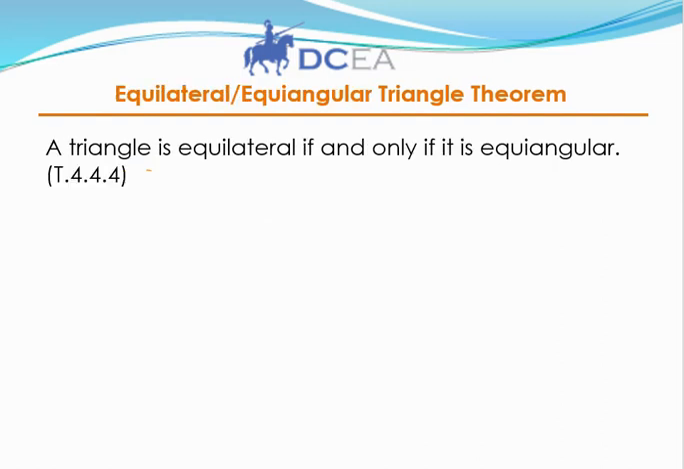Let's move on to the next theorem, and I'm calling this, it didn't have a name, but I'm calling it the equilateral equiangular triangle theorem. We've talked about this in class. A triangle is equilateral if and only if it is equiangular. So equilateral triangles will also have equal angles. Equiangular triangles will also have equal sides.